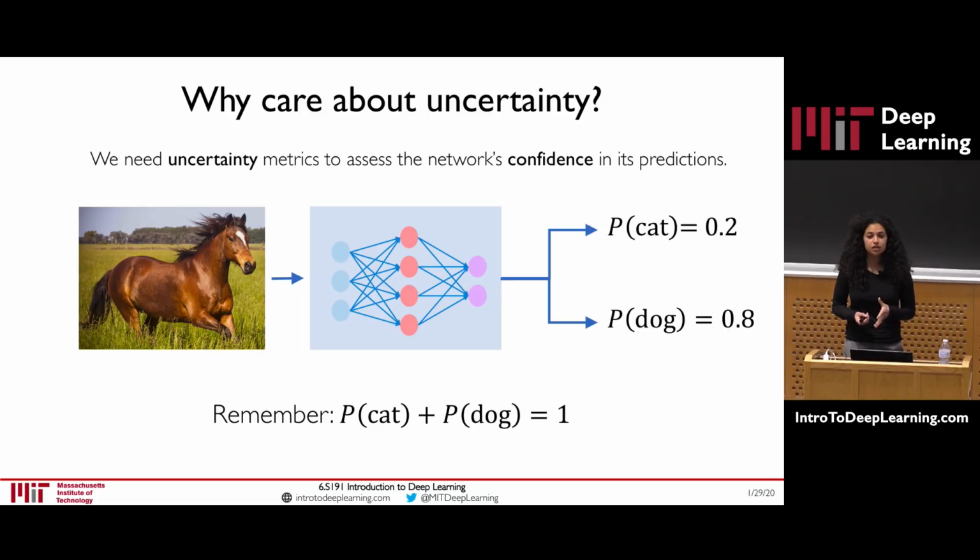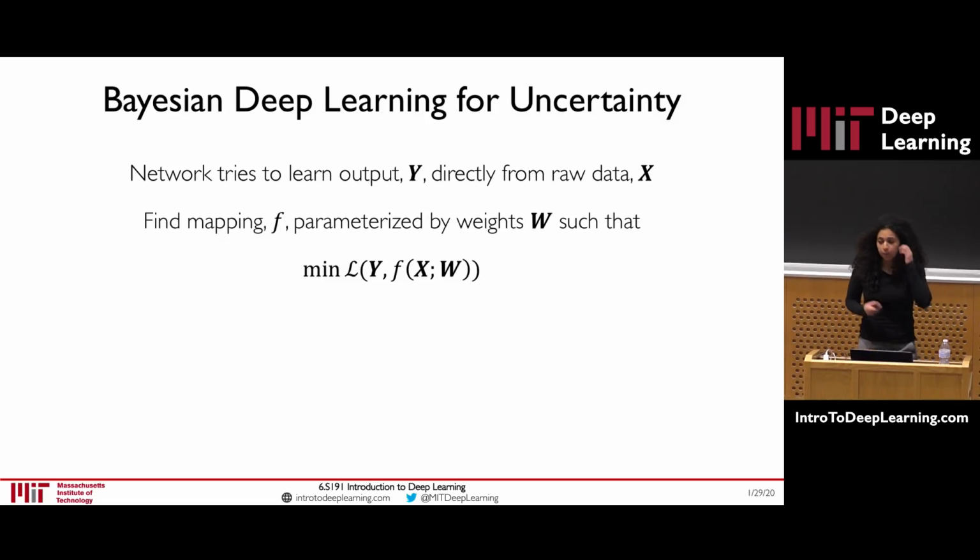So in this case, you could imagine it would be desirable to have our network also give us a sense of how confident it is in that prediction. So maybe when it sees an image of a horse, it says, okay, this is a dog with probability 0.8, but I'm not confident at all in this prediction that I just made, right? One possible way to accomplish this is through Bayesian deep learning, and this is a really new and emerging field.